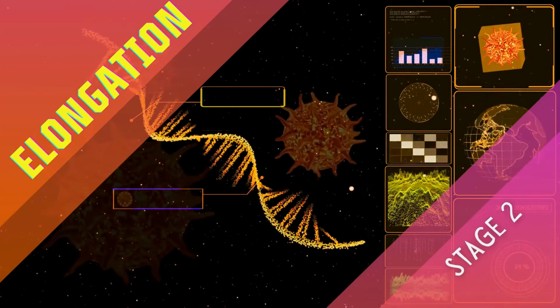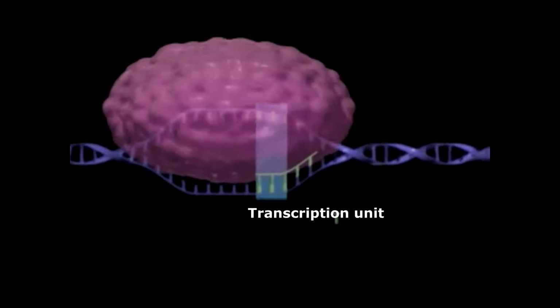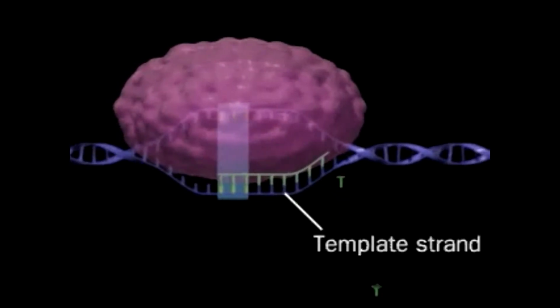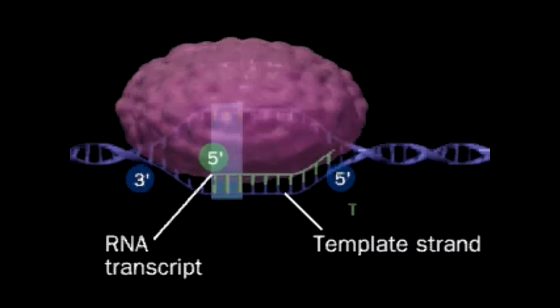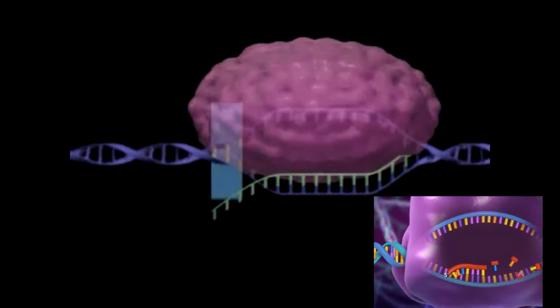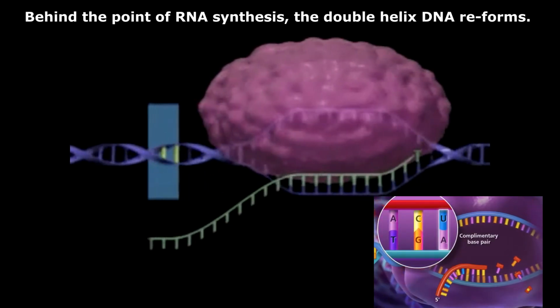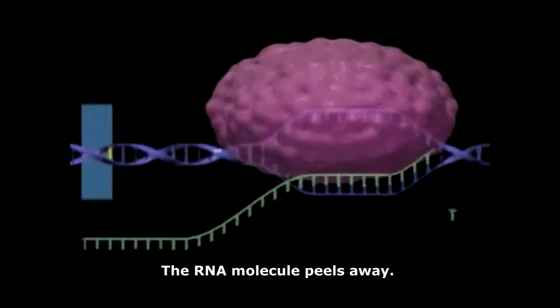Stage 2. Elongation. The portion of the DNA that is transcribed into RNA is called the transcription unit. RNA polymerase moves along the template DNA strand. RNA polymerase only adds RNA nucleotides to the 3' end of the RNA transcript chain. Transcription occurs in the direction of 5' to 3', forming a single strand of RNA complementary to the DNA template. Cytosine will pair with guanine, and uracil will pair with adenine. Behind the point of RNA synthesis, the double helix DNA reforms and the RNA molecule peels away.